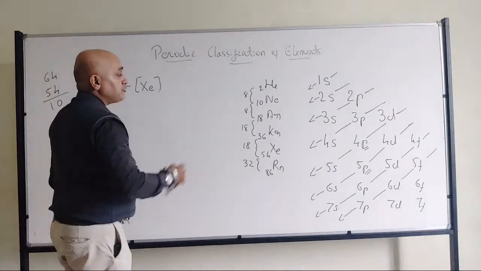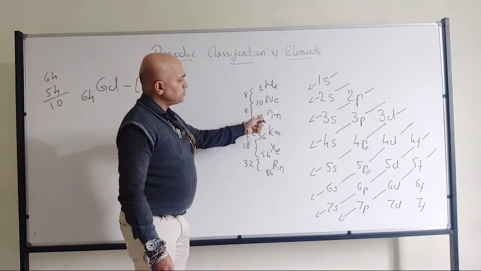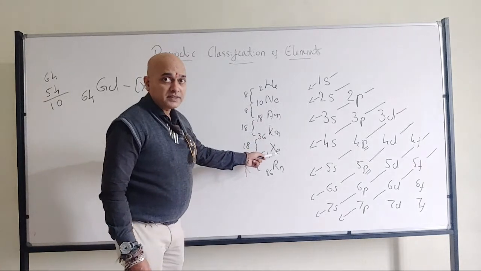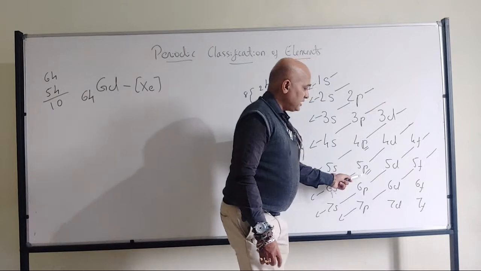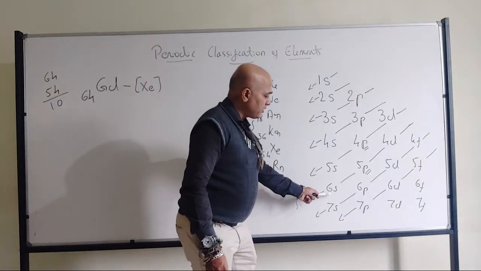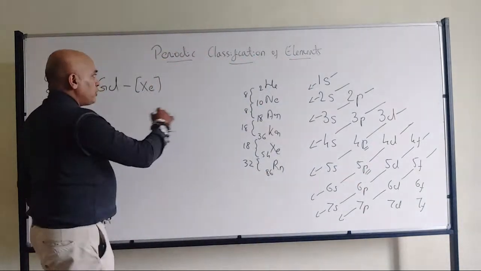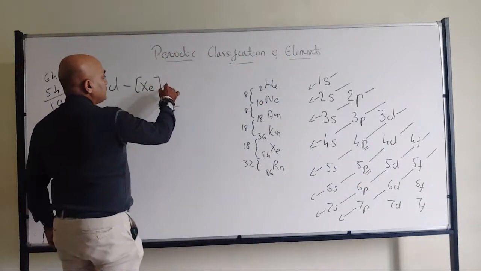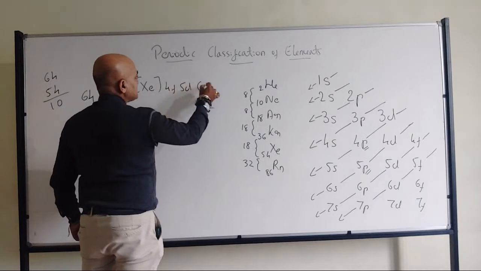So we have to distribute the 10 electrons. Xenon belongs to the fifth period, so that means we have done up to 5p. Next we have to go for 6s, 4f, 5d. Once again, from lower to higher, I have 4f, 5d and 6s.